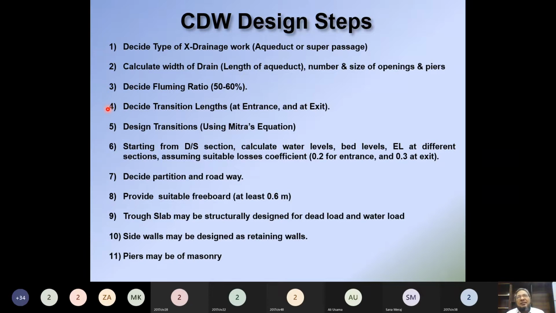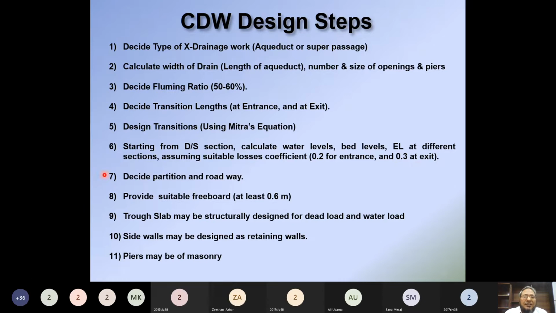Number four, decide the transition length. How much should be the length of the inlet transition, which is called the contraction transition, and how much should be the length of the exit transition, which is known as the expansion transition. You know that the length of the exit transition is always kept longer as compared to the inlet transition. Then we have to design the transitions. We have to compute the widths at any distance x using Mitra's equation, okay? And number six, starting from the downstream section, calculate water levels, bed levels, energy line, and energy level at different sections, assuming suitable loss coefficients. For example, 0.2 for entrance and 0.3 for exit. This is the loss coefficient.